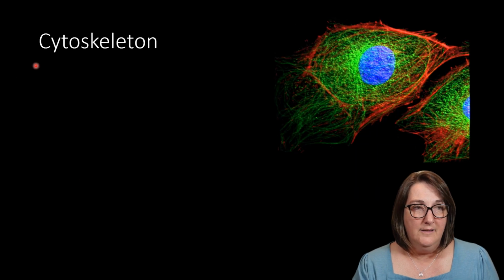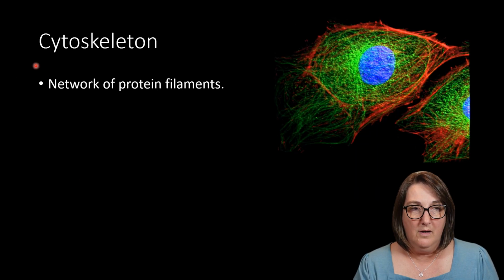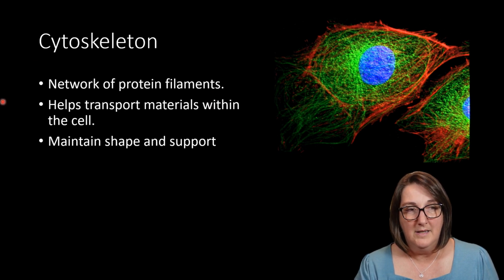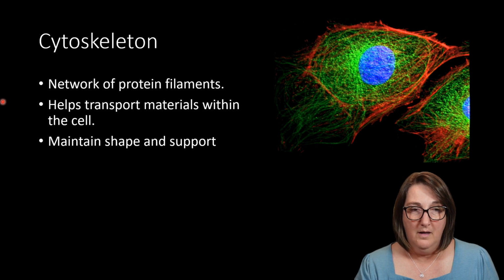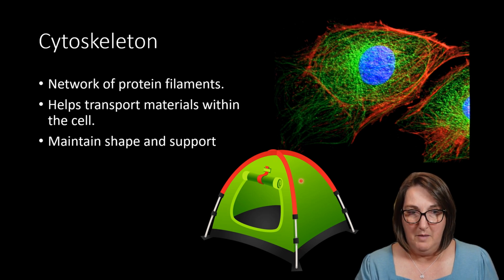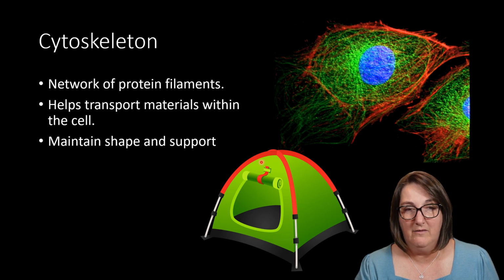All right, cytoskeleton. This is going to be a network of protein filaments. These are going to be used for transport of materials within the cell. It's going to help maintain shape and support. You think of it kind of like poles and cables inside of a tent. If I lay this tent down, it's going to be flat. It's going to have no shape. But if I put in these tent poles, if I put in rope, if I pull on it, I'm able to give it a very specific shape.